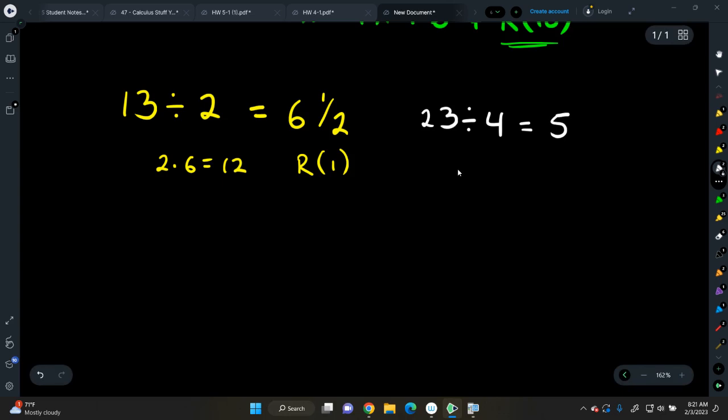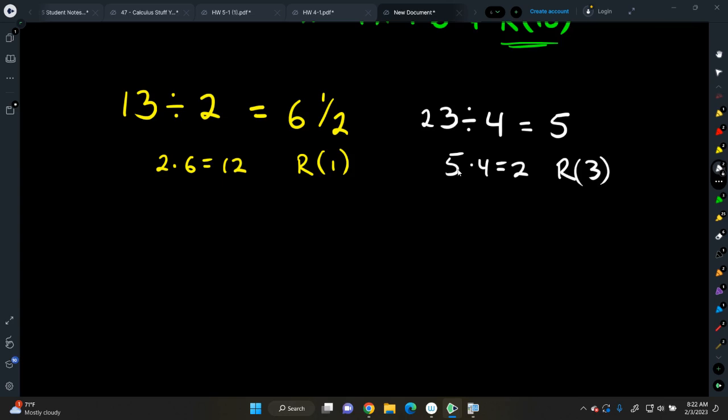5 with a remainder of 3, right? Because 5 times 4 equals 20, right? We've got a remainder of 3. How can we represent that in a fraction form? 5 and a third.